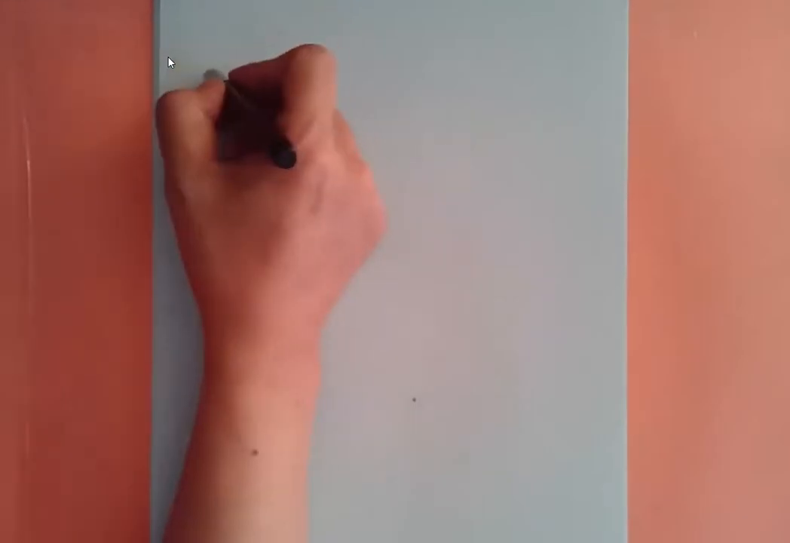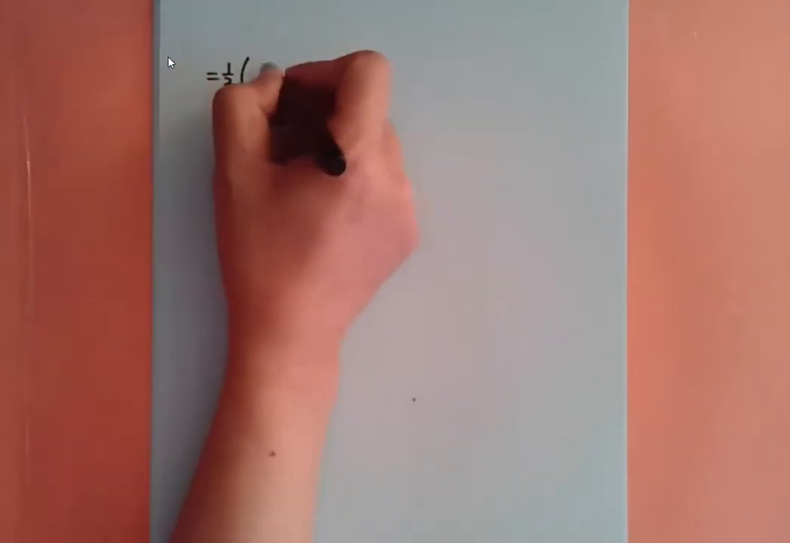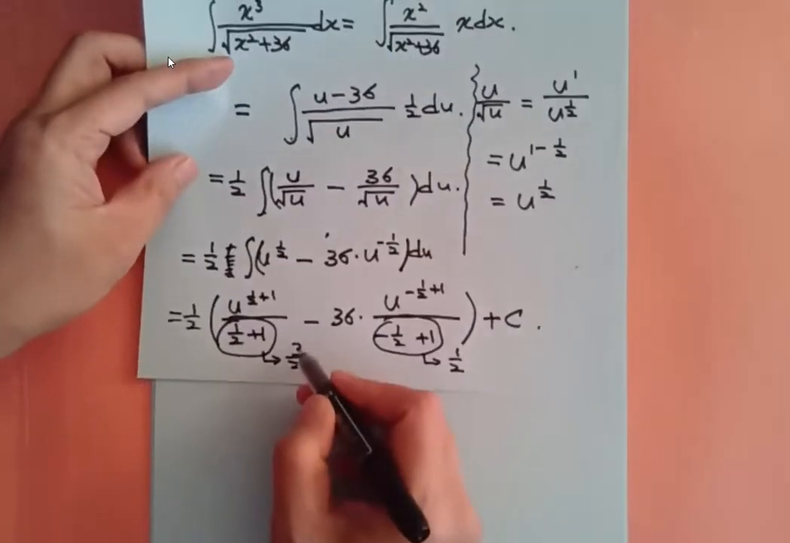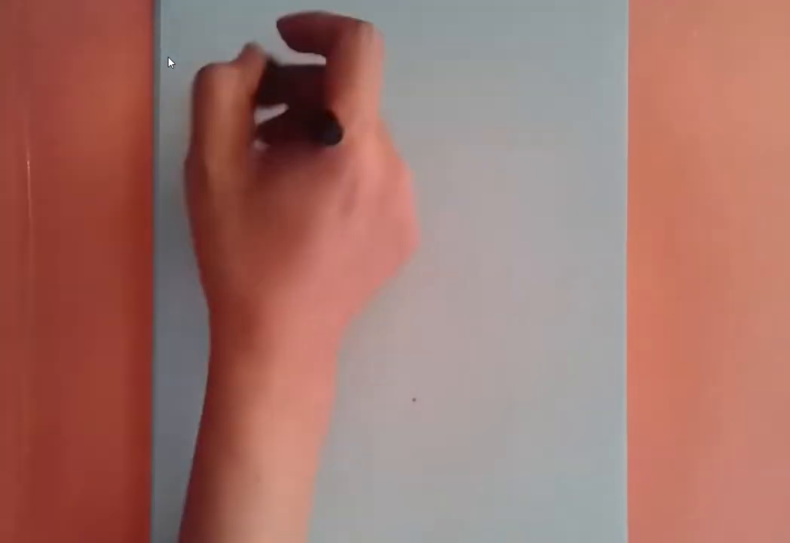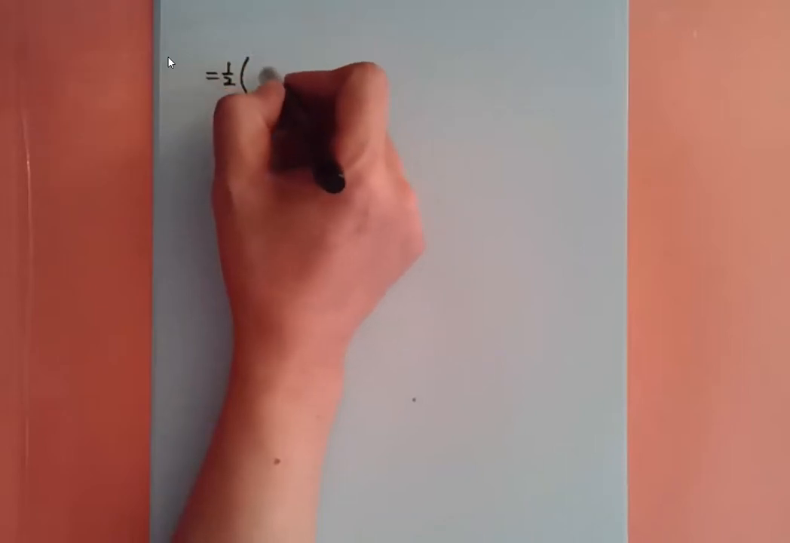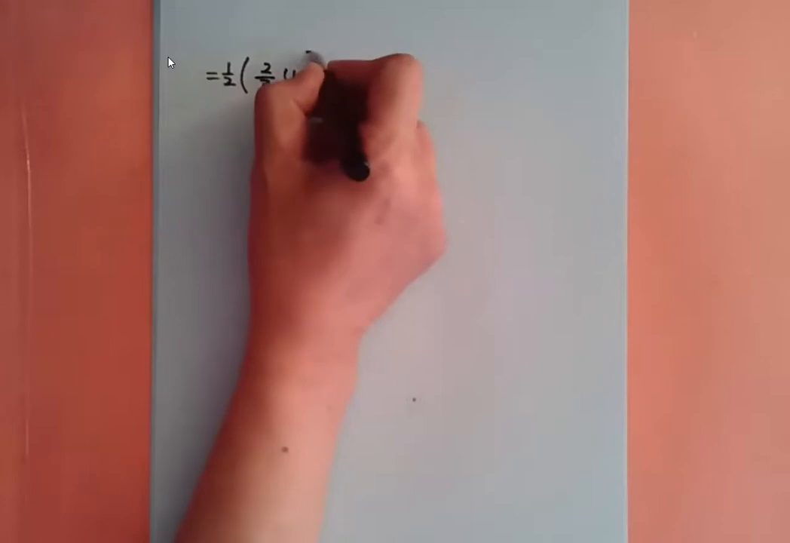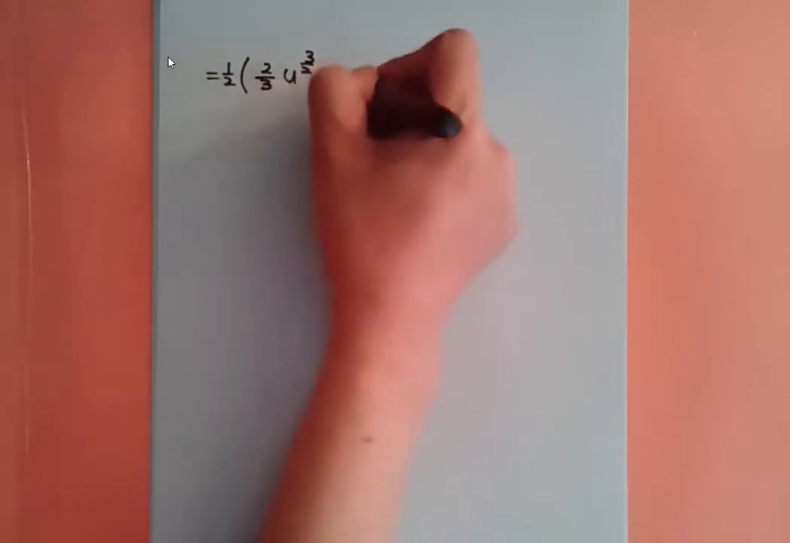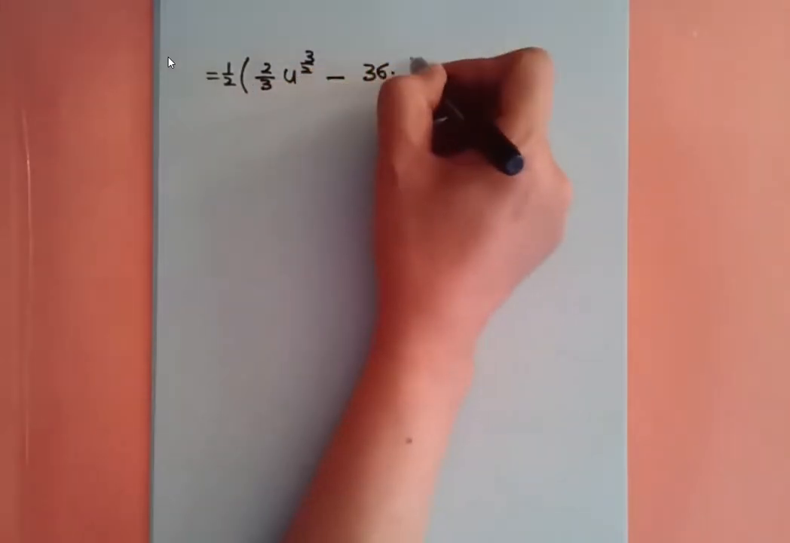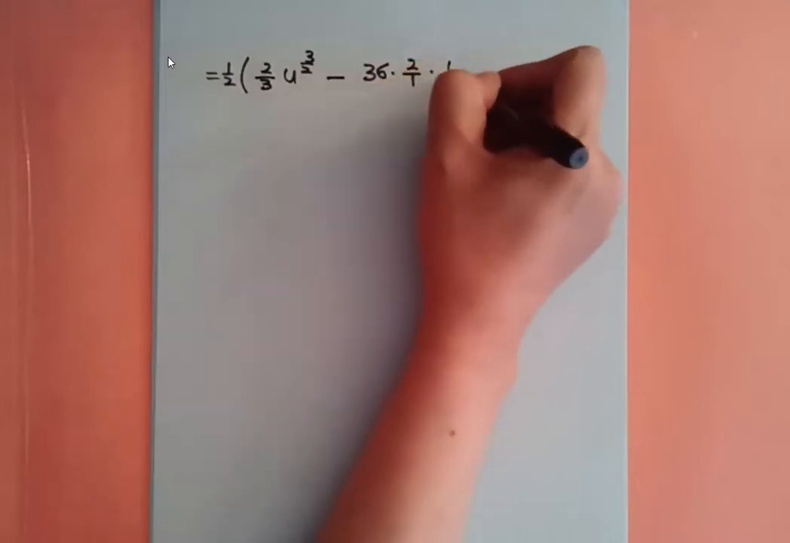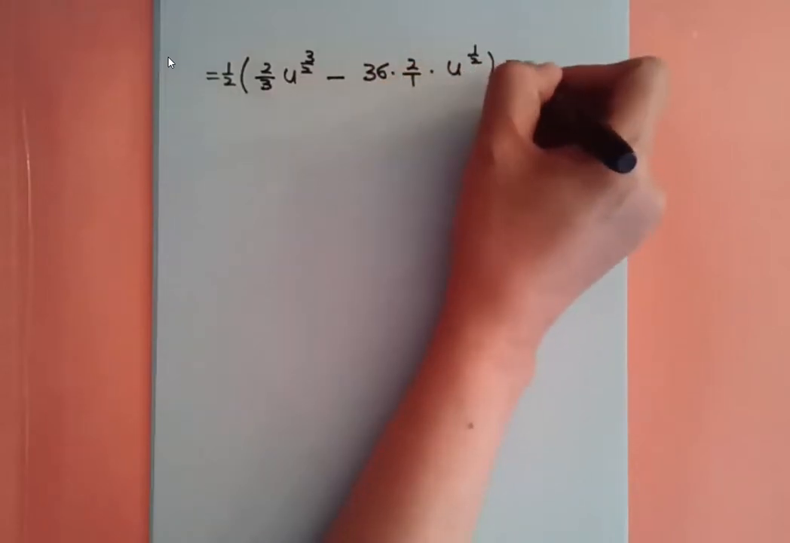So that will become 1 over 2 times, so what's in the denominator will be flipped and multiplied in front of the numerator. So that'll be 2 over 3 u to the 3 over 2 minus 36 times 2 over 1 times u to the 1 over 2 plus c.